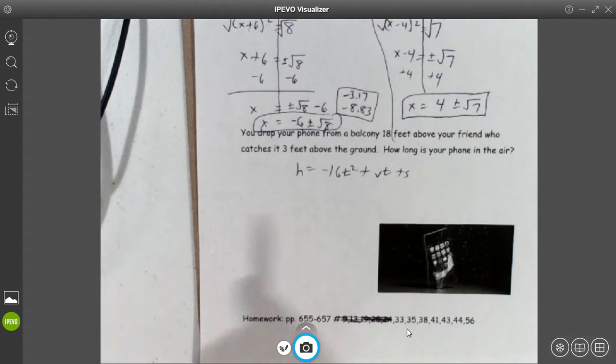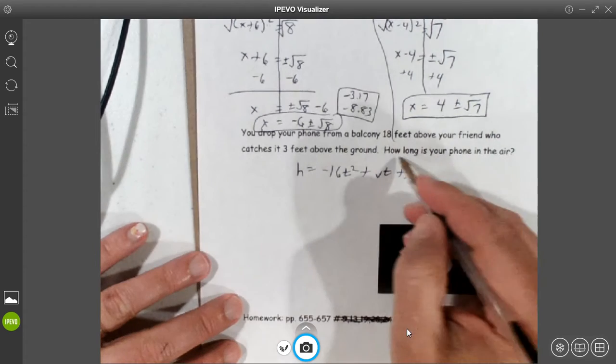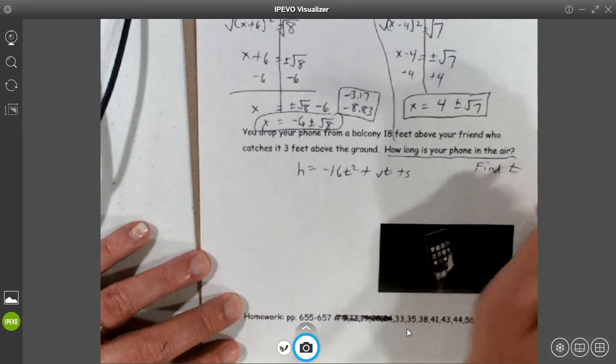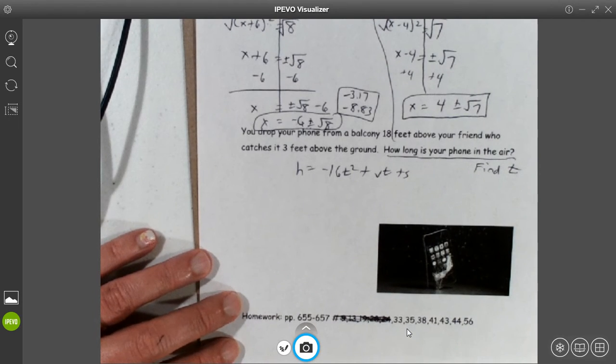All right, so let's look here. It says you drop your phone from a balcony 18 feet above your friend, who catches it 3 feet above the ground. How long is your phone in the air? That tells me right now we're trying to find t. t is going to be our variable here.